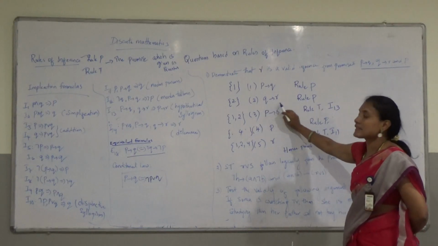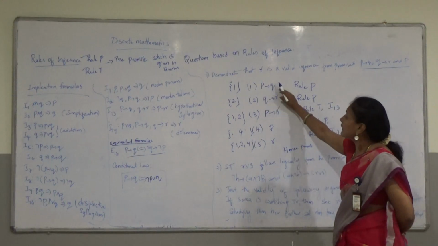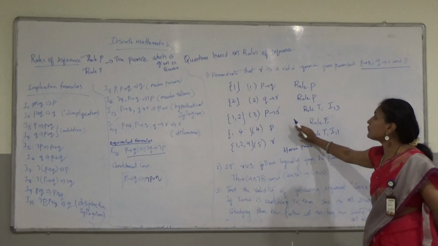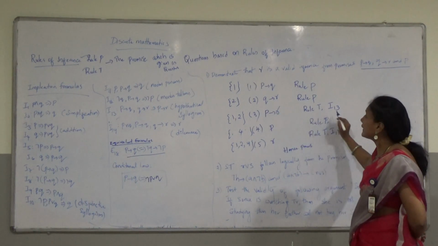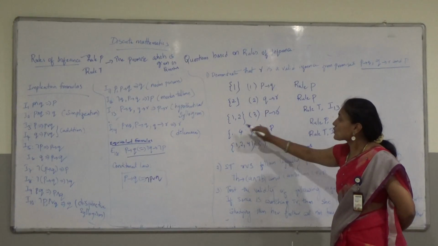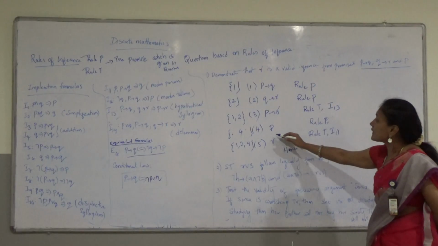Next, Q implies R is also a given premise, so I am writing rule P. From 1 and 2 I am deriving rule T, that is the implication formula is applied, that is I13. So I am writing P implies R. From 1 and 2 I am getting this, so I am representing it on the left side, and again I am taking a new premise, that is P.